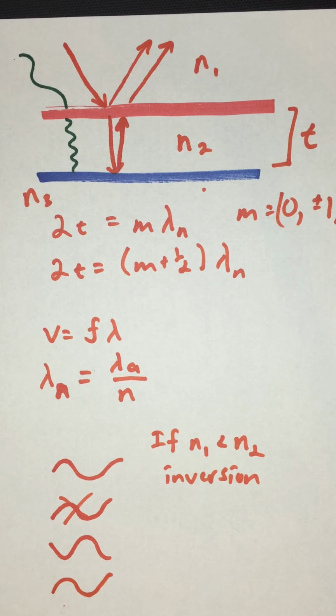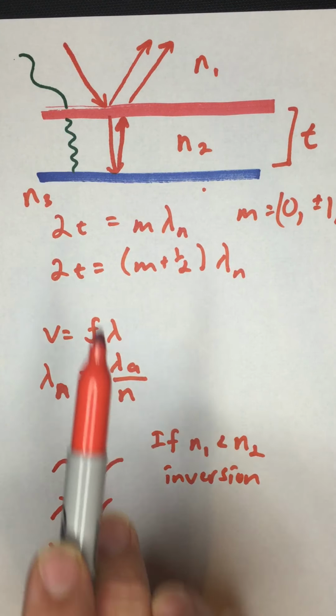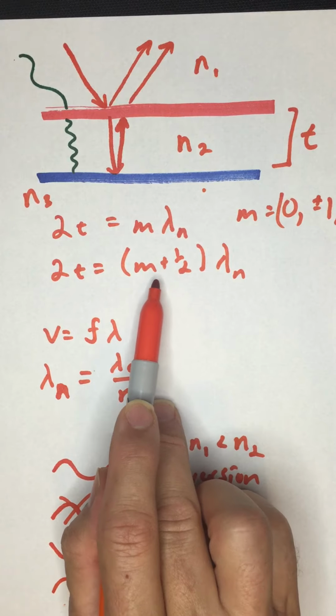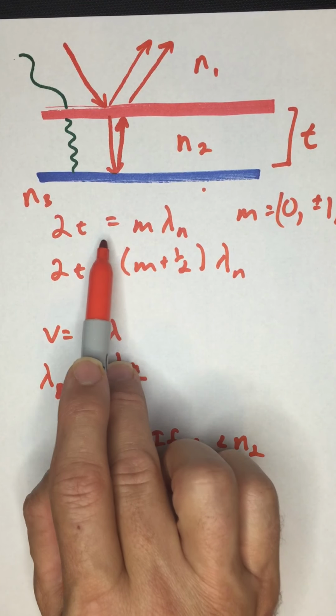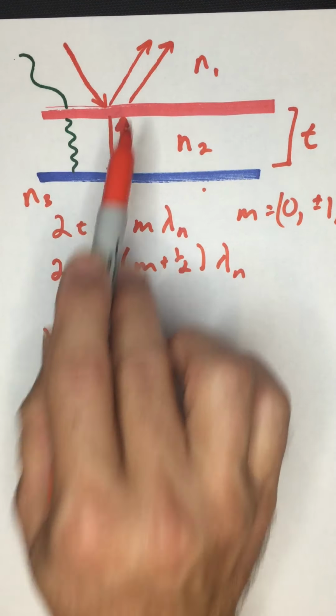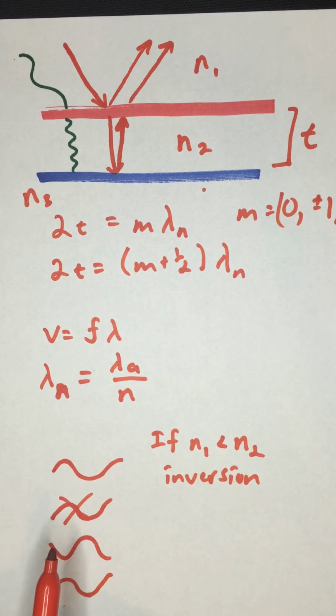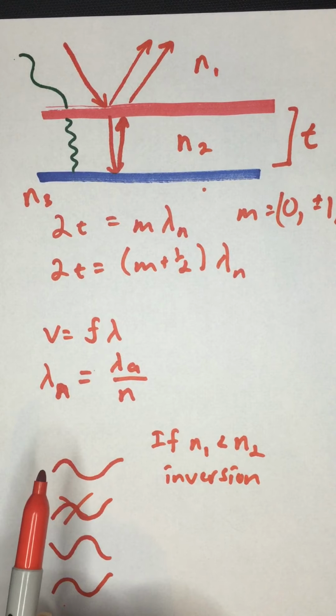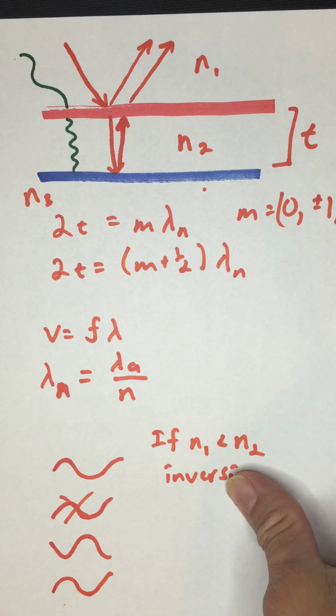So the upshot of this is if I look at the indices of refraction here and I find one phase shift or one inversion, I've got to make this constructive and this destructive. If I find 2 phase shifts or 0 phase shifts, this is constructive and this is destructive. All right, let's do an example.